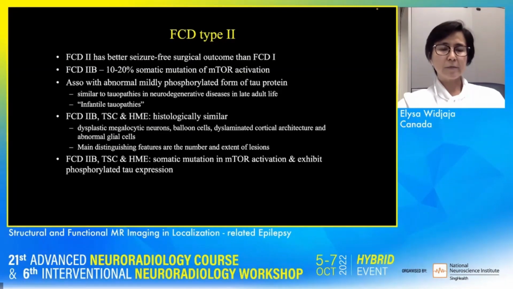FCD type 2B, tuberous sclerosis, and hemimegalencephaly are histologically similar. The main distinguishing features are the number of lesions and the extent of the lesion. FCD type 2B has a single lesion that involves a single gyrus up to 2 lobes. Hemimegalencephaly involves at least half of the hemisphere. Tuberous sclerosis is the syndromic form of FCD type 2B and has multiple lesions. All these three entities may have somatic mutation involving the mTOR pathway.